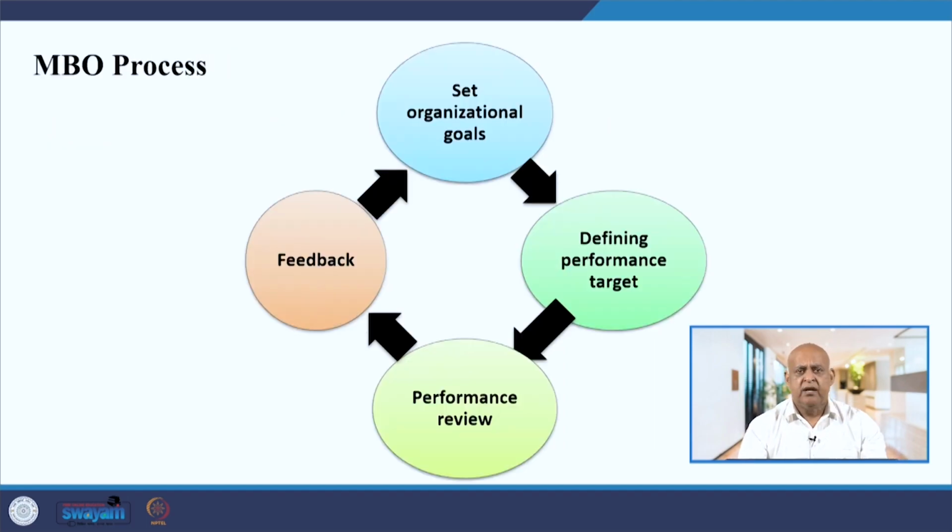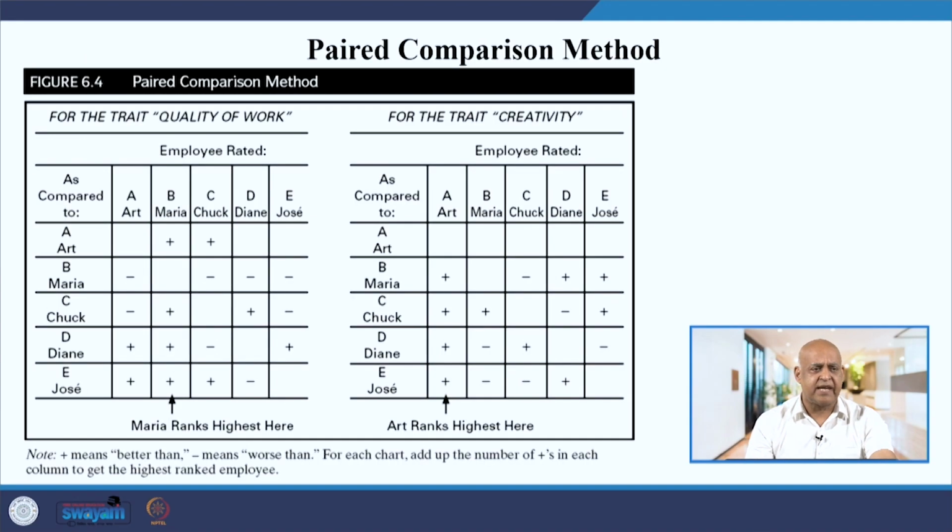Then another method was introduced, called the MBO process: feedback, setting organizational goals, defining performance targets, and performance review. On the basis of this, the organizational goal will be decided.